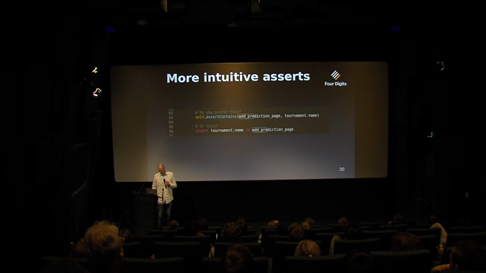We have some more goodies in WebTest. The assert statement can be a lot more intuitive. For example, in my previous example, I had self.assertContains with too many commas and brackets. Instead of that, I can also have tournament name in prediction page, which is a lot easier. And tests should be easy to read, I think.